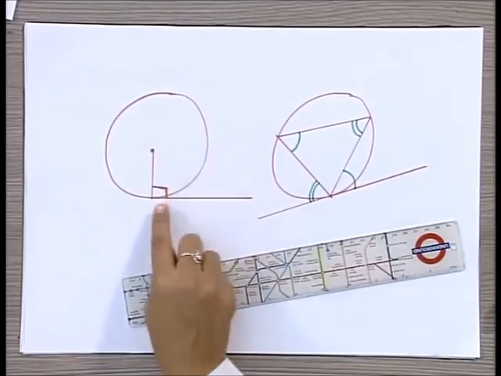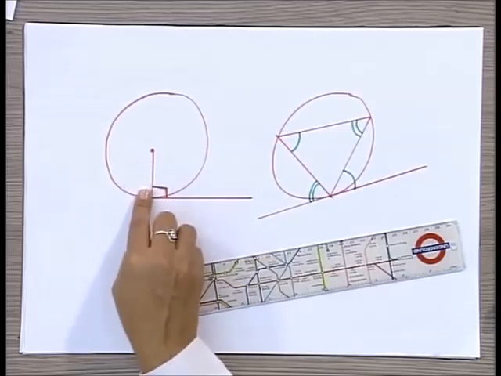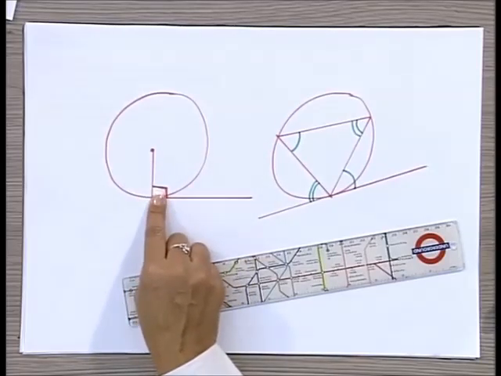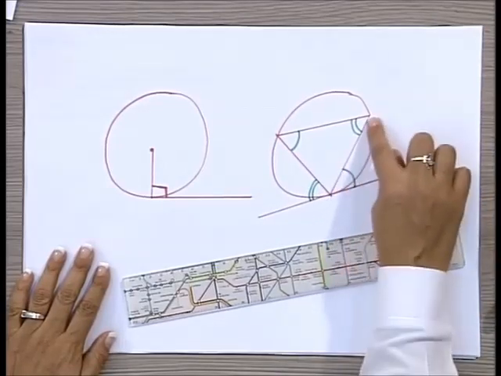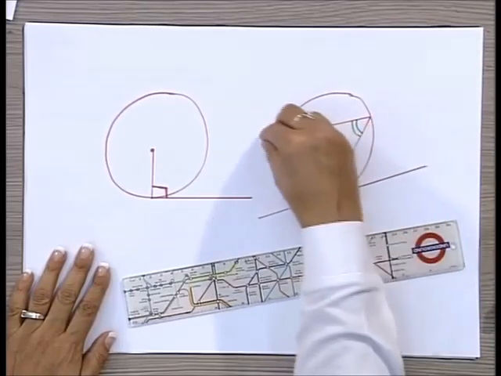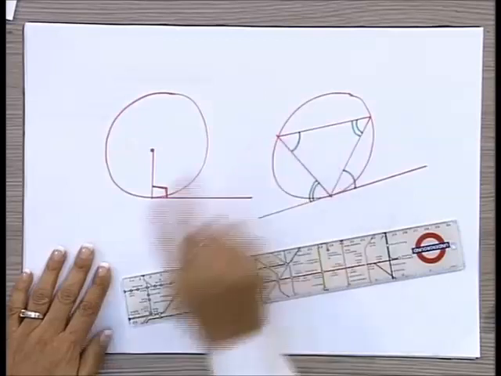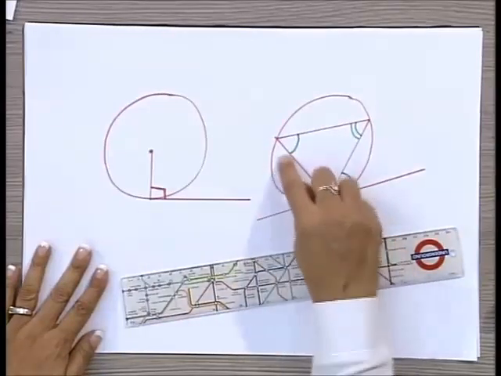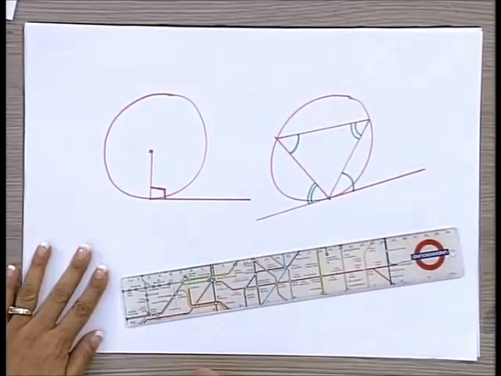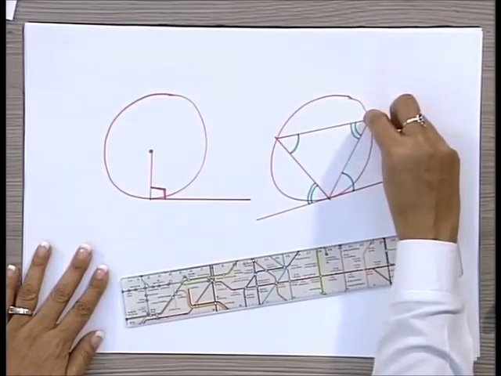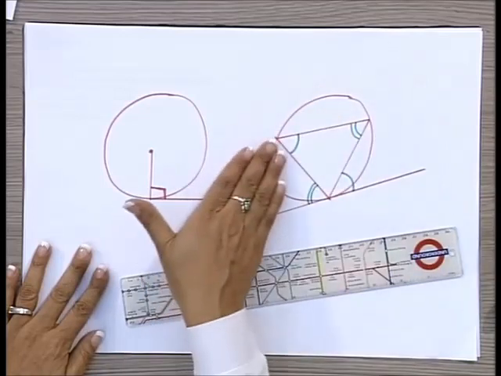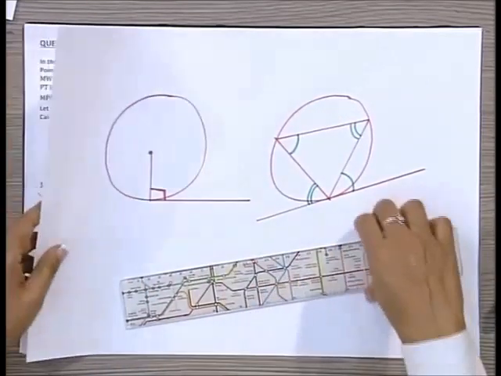So when I see a tangent, I look for a radius because this angle will be 90. If I don't see a radius, I look for the angle between a tangent and a chord because it is equal to the angle in the alternate segment. Tangent and chord equal to the angle in the alternate segment. Remember, this triangle must go to the circumference of the circle.